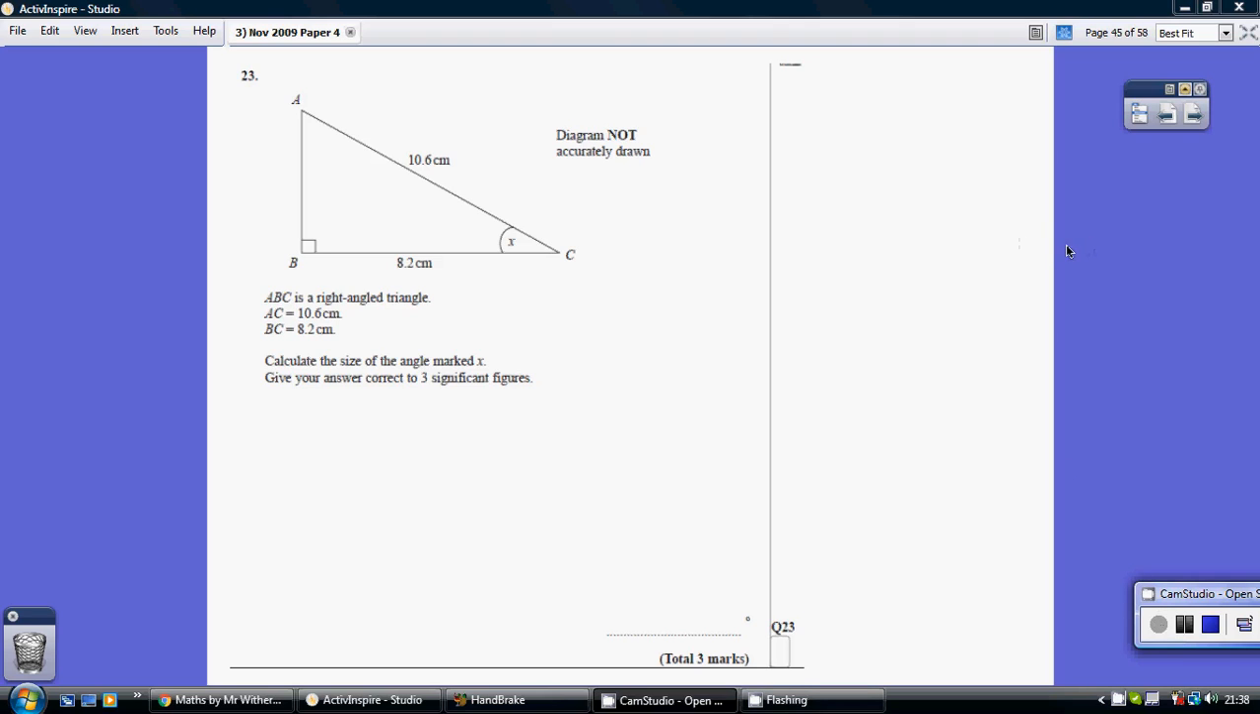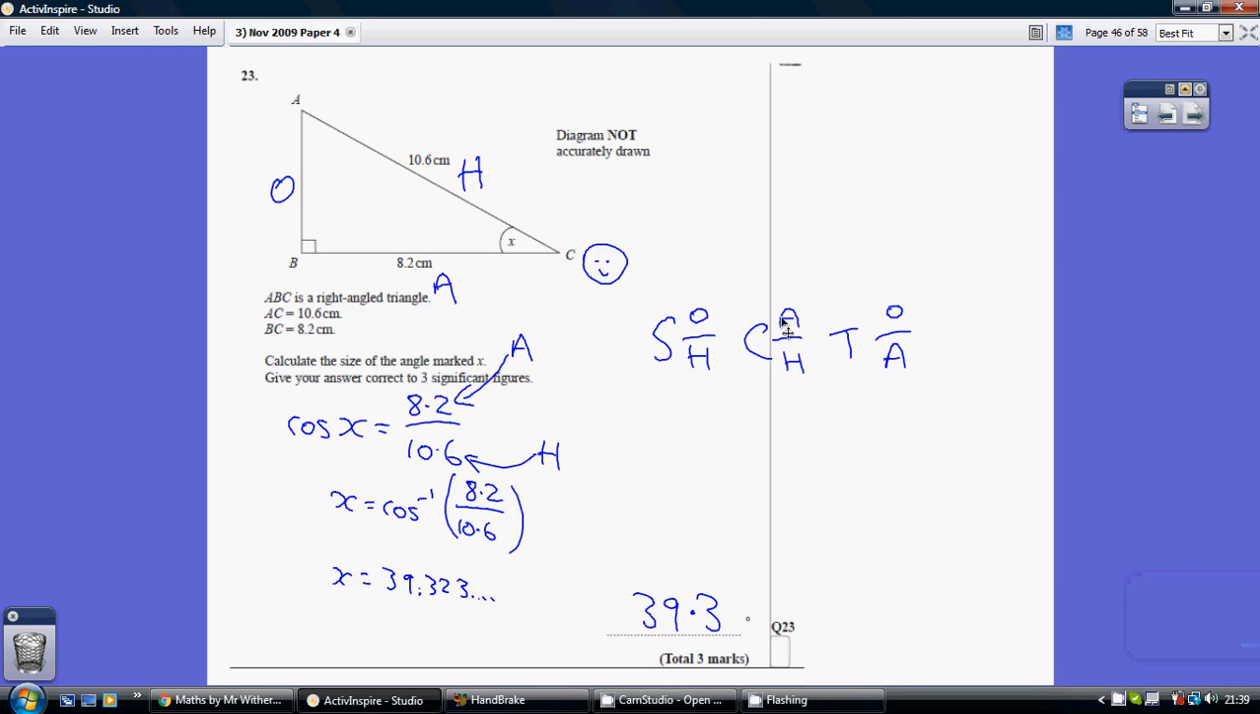Question 23. So, step 1, we need to spot the topic. Now, it's not Pythagoras. Remember, Pythagoras is where you have a couple of sides and you're finding the third side. Here, we're trying to find an angle. So, this is trigonometry. So, for a trigonometry question, you start off with your ratios.